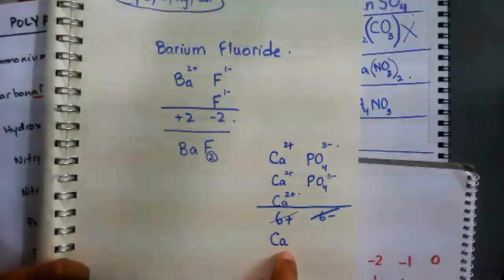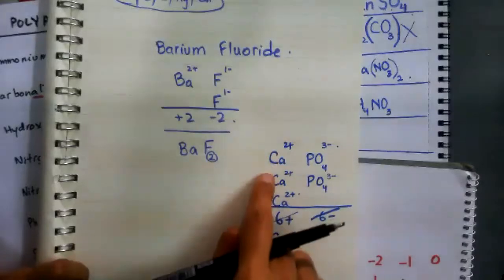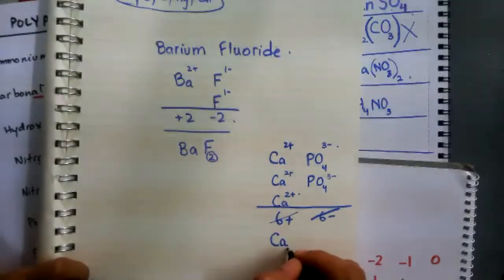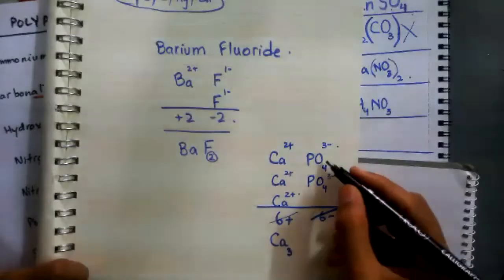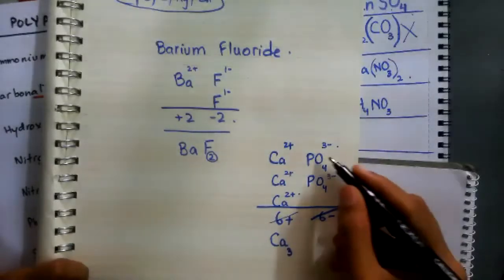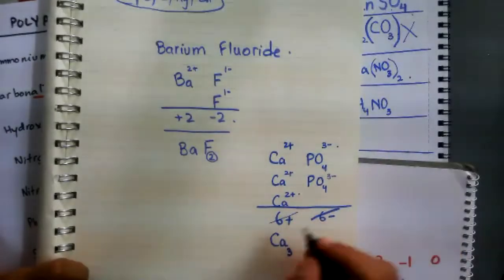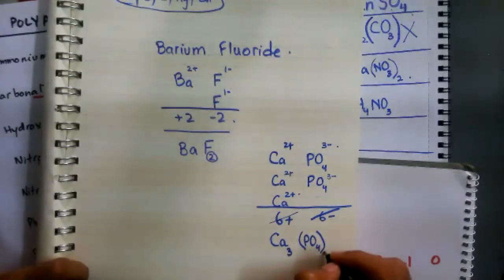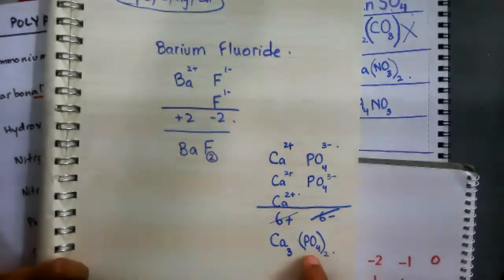So how many calcium? 3. So I will write down 3. How many phosphates? Brackets, phosphate, and then 2. Very good. Phosphate and then 2. Why did I use a bracket here? It's a polyatomic ion. More than one polyatomic ion, right? Right. So this is calcium phosphate.